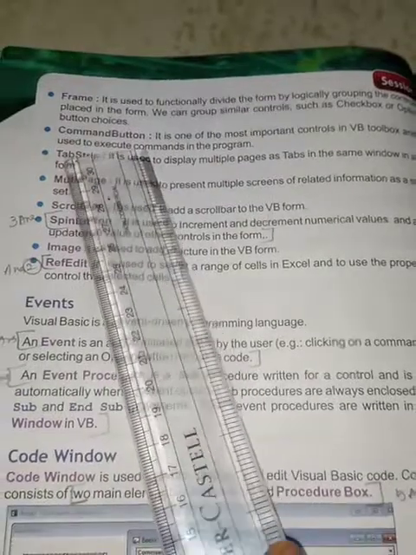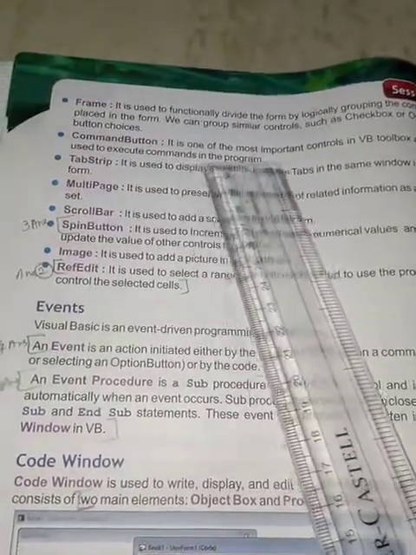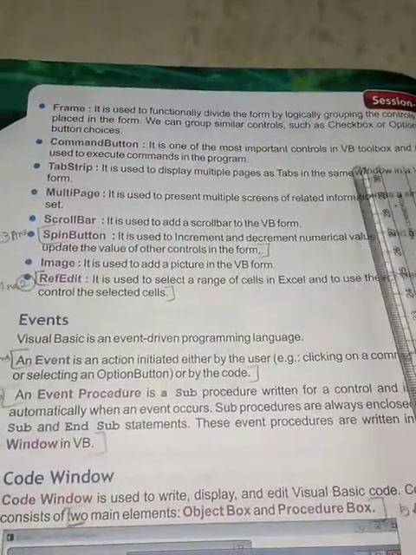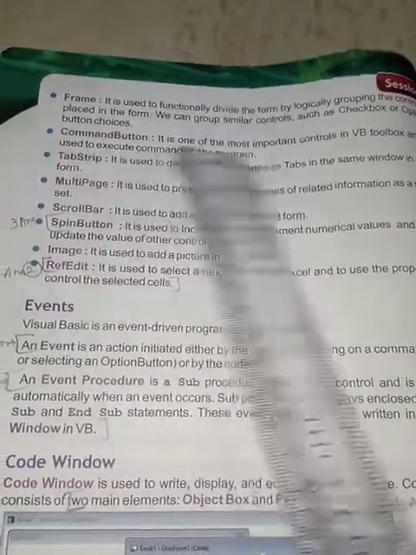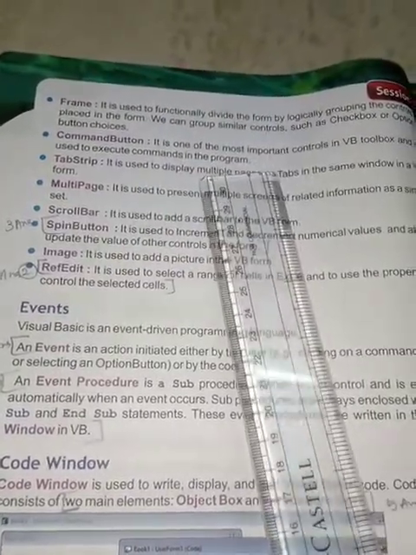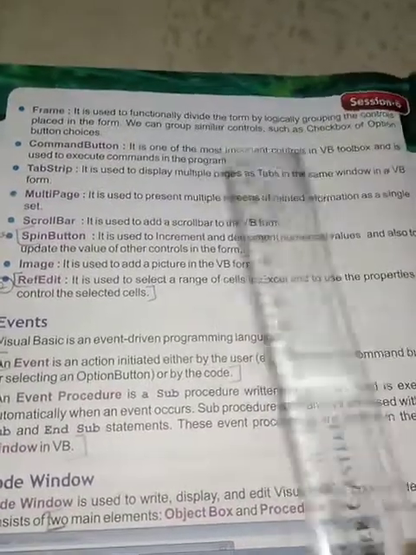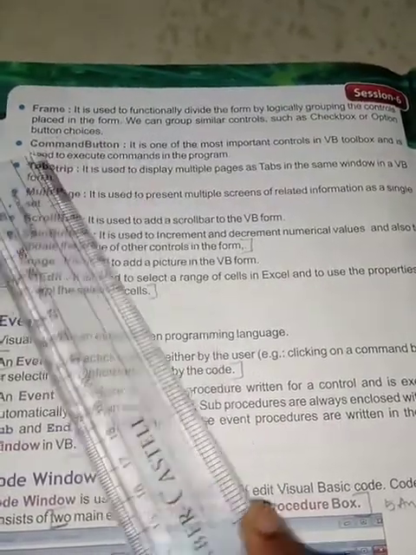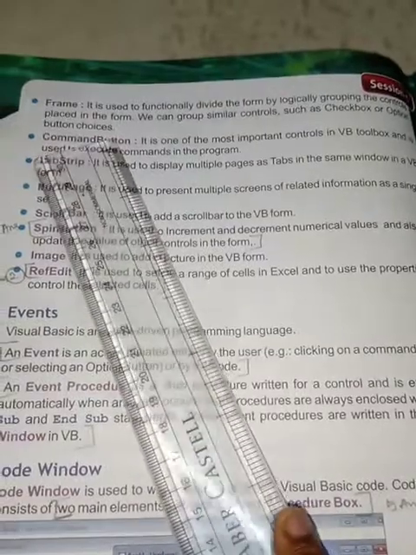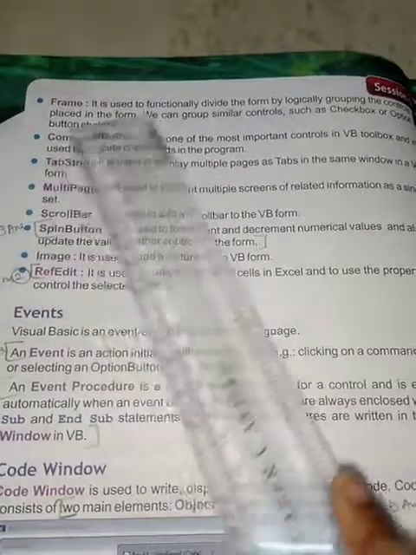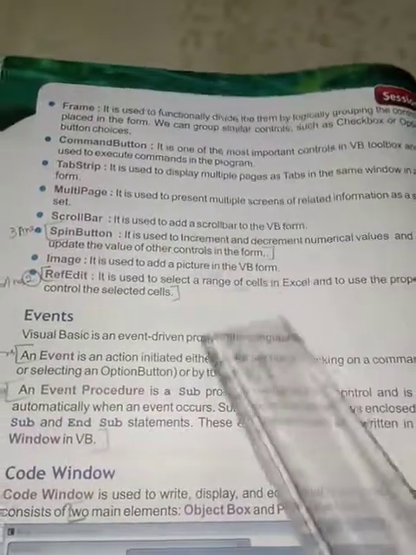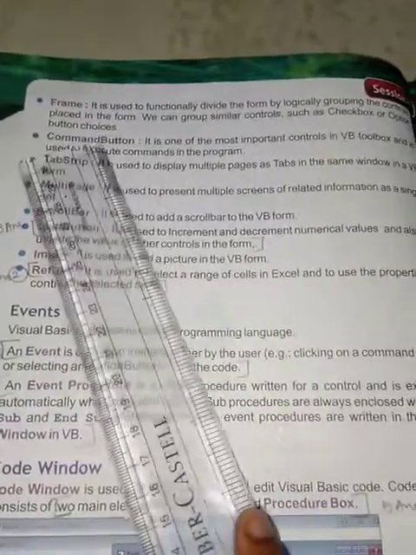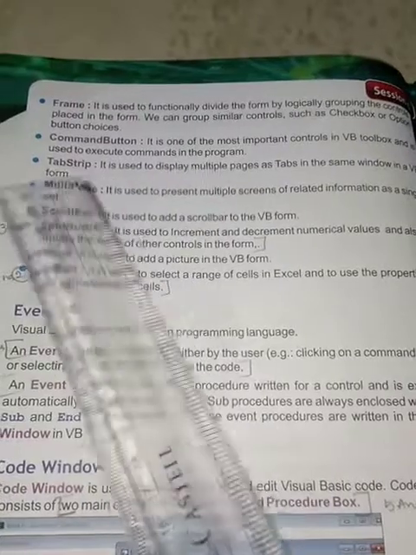Next, command button. It is one of the most important controls in the VB toolbox and is used to execute commands in the program. So this is the most important control in the VB toolbox. It is used to execute the commands in the programs which you have written. The program which you have written, it is used to execute or run the program.